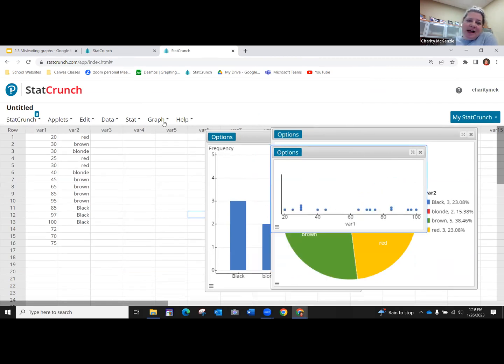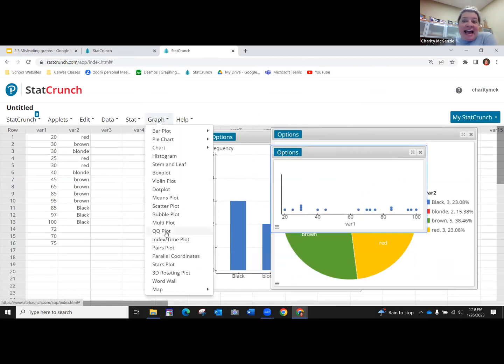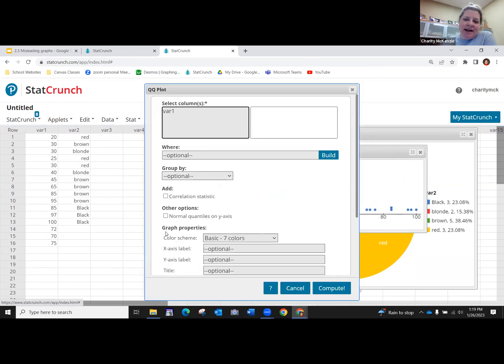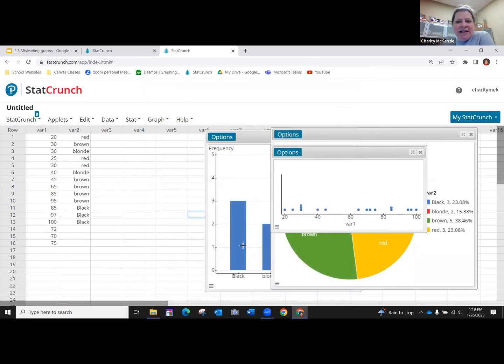Cool. So the QQ plot, you don't have to even understand how they make it or anything because that one's weird. It's a quartile plot, but you can just plug it in here for that and see if it forms a straight line. It's a great way to check for normal distribution.